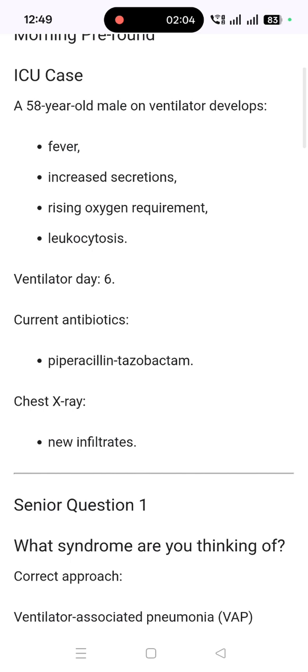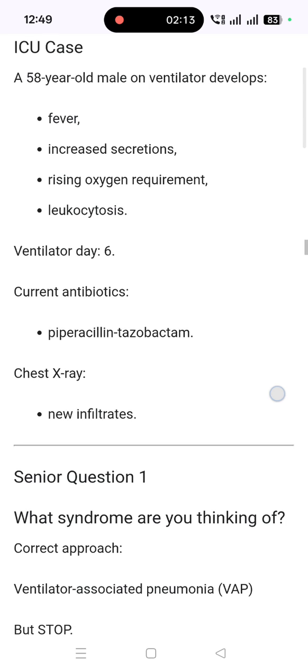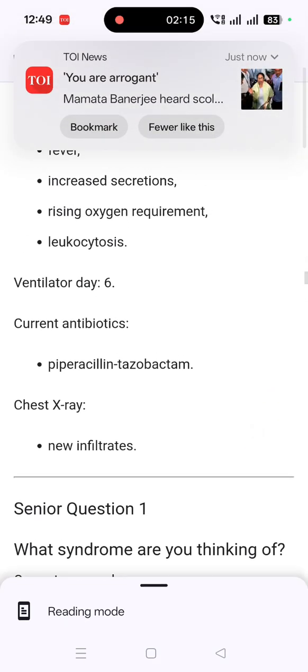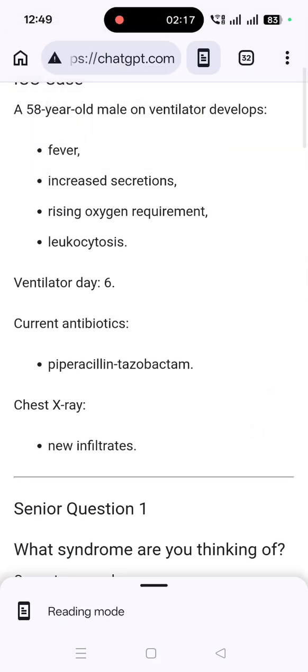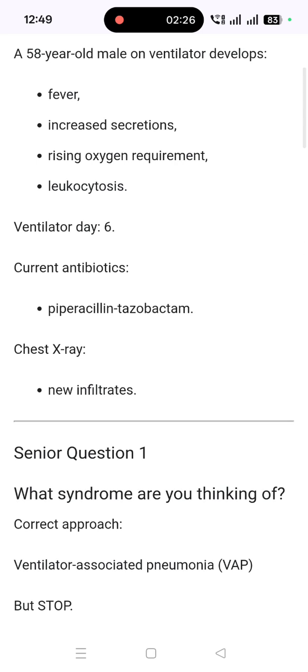You can see here how you are going to correlate these symptoms with the diagnosis. The ventilator day is day 6. Today is the 6th ventilator day, and this suggests that the person is developing VAP. The current antibiotic is piperacillin tazobactam. That person is receiving this drug, which you should check when you are at the round.